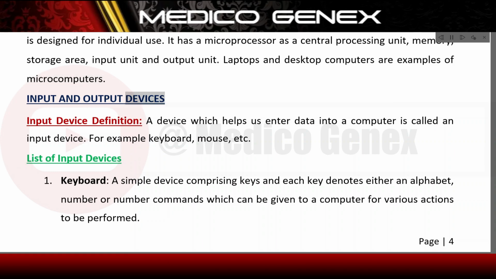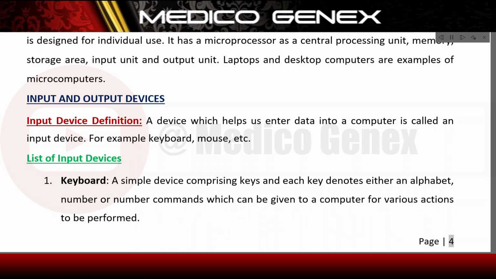Input and output devices. Input device definition: a device which helps us enter data into a computer is called an input device. For example, keyboard, mouse, etc. List of input devices. Keyboard: a simple device comprising keys, and each key denotes either an alphabet, number, or command which can be given to a computer for various actions to be performed.